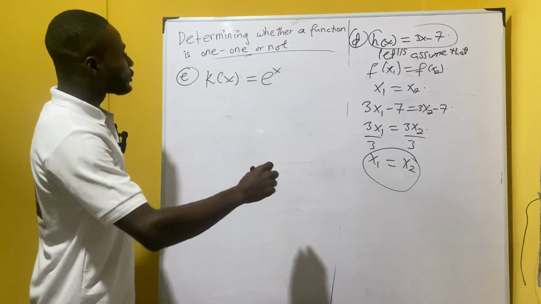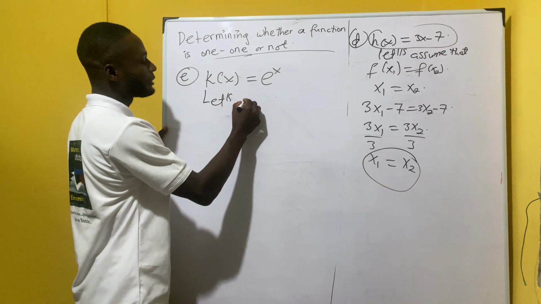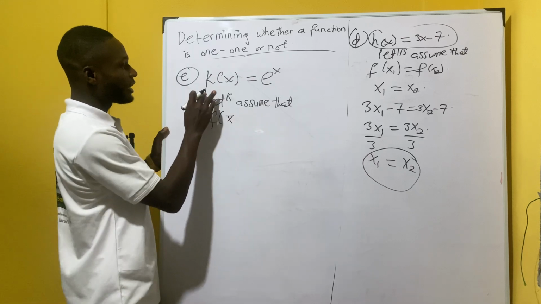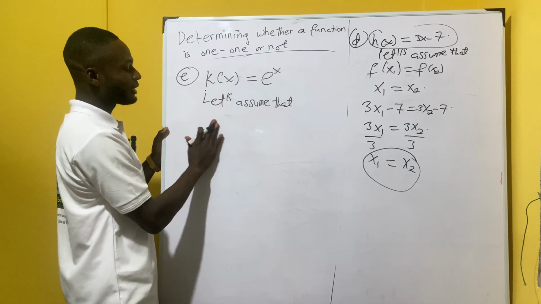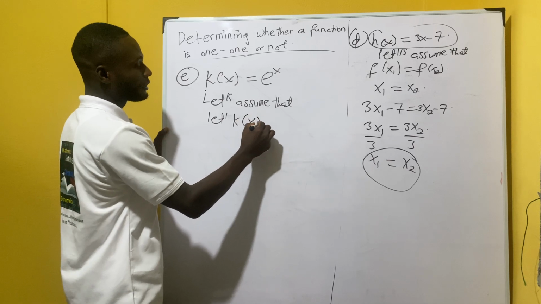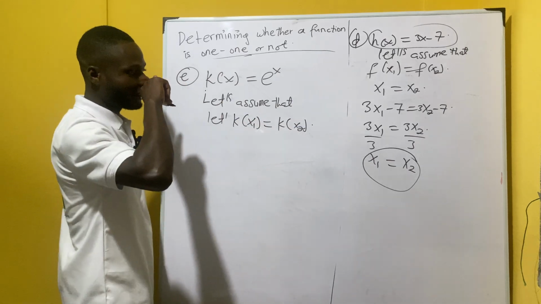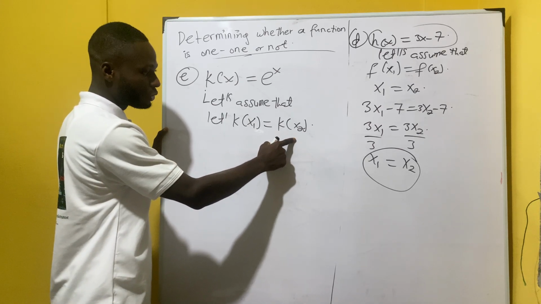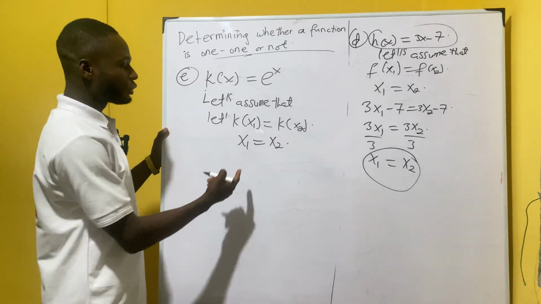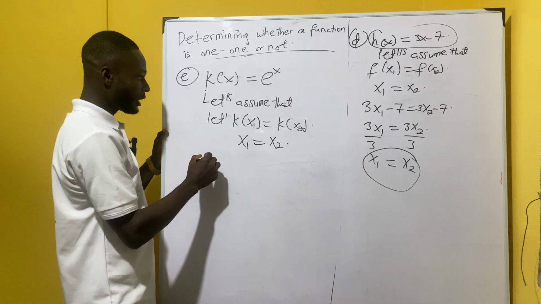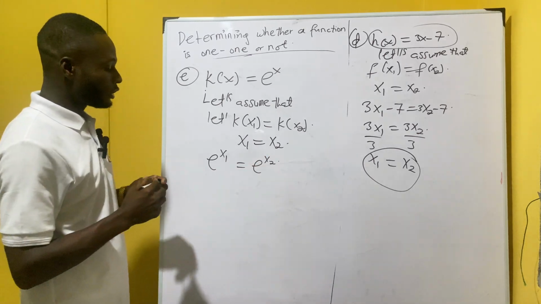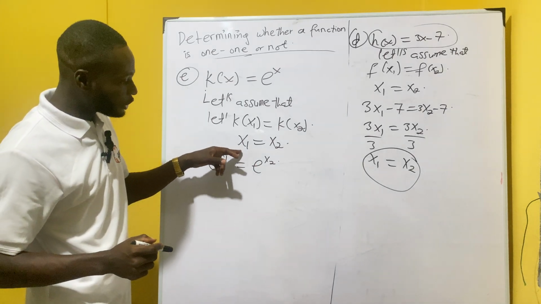Right. Good. So here, let's assume that f of x1, or here we have k. So we can say that let k of x1 equals k of x2. Right. So if this assumption is going to be true, then x1 should be equal to x2. Right. Then let's go ahead. So we have e power x1 should be equal to e power x2. Right. So we are not there yet because we want to make sure that x1 is equal to x2.